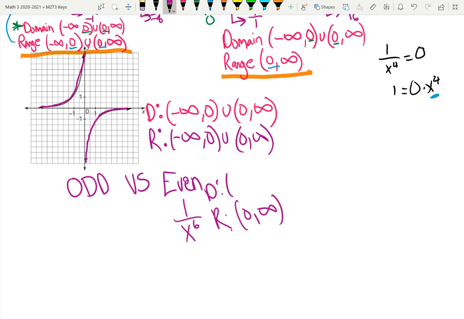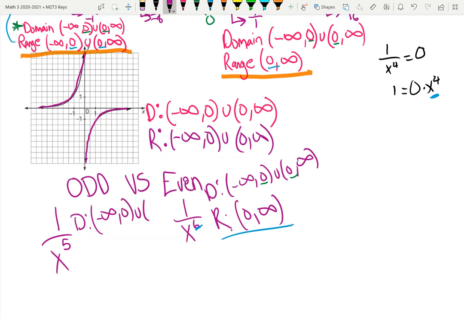The domain will be negative infinity to 0, 0 to infinity. The only number that I can't plug in for x is 0. Whenever it's an even number, it is going to produce the range. If I have 1 over x to the 5th, that is going to produce a domain. While the only number I can't plug in is 0, the range, being an odd exponent, can have negative outputs. If I plug in a negative number, it does not turn into a positive.